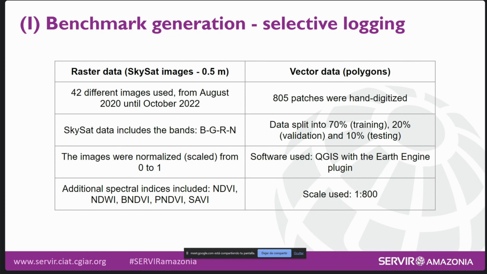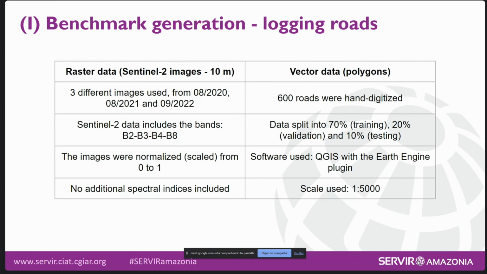So we split our data or polygons into 70% training, 20% validation, and 10% testing. And for the digitalization, we use QGIS with the Earth Engine plugin, since our SkySat images are already present in the Google Earth Engine platform. Next one, please. This is for the selective logging dataset. Next slide, please.